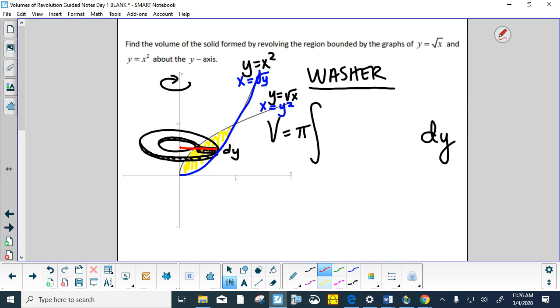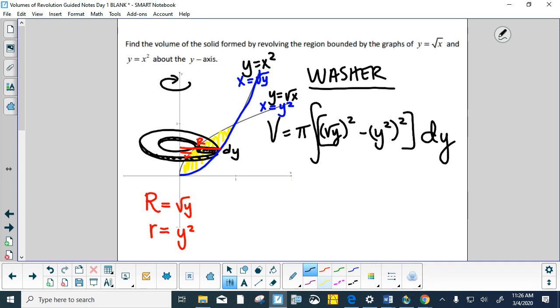All right, now we have to figure out what big R is. Well, big R is this distance, and little r is this distance. So big R is root y, yes. Everybody agree? And little r is y squared. Now this is going to set up an integral that looks just like the other one, but with respect to y, but I wanted to show you the difference. Okay, so that's going to be, I'll try to square both things this time, root y quantity squared minus y squared squared. And the y's are going from 0 to 1. Okay?